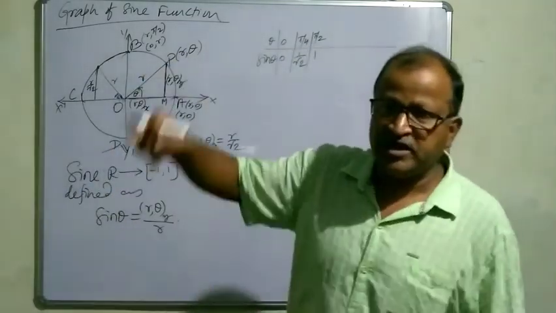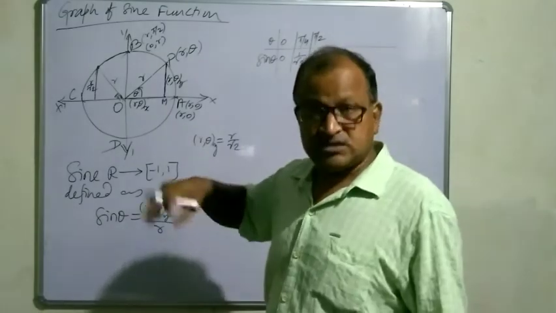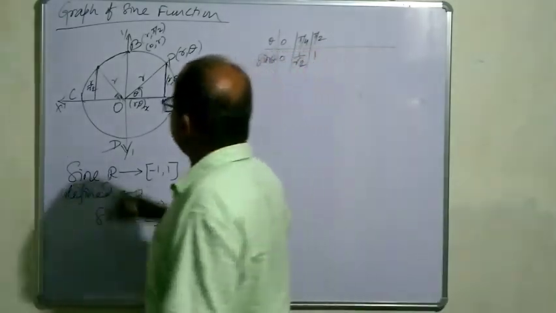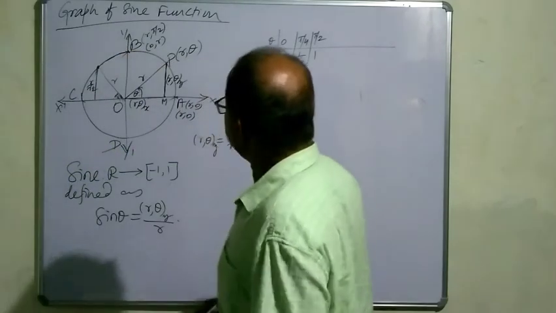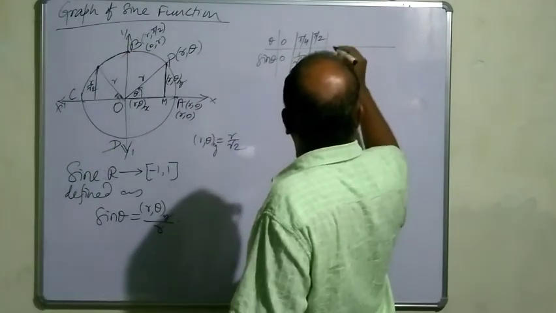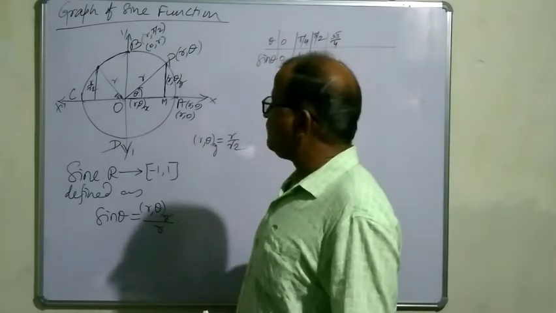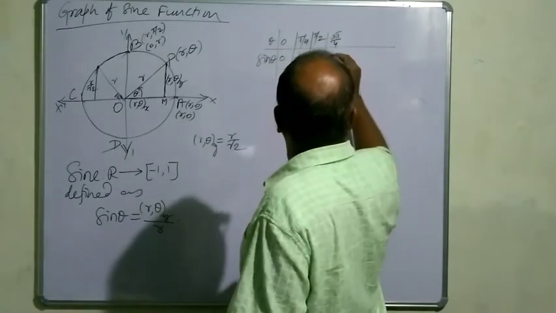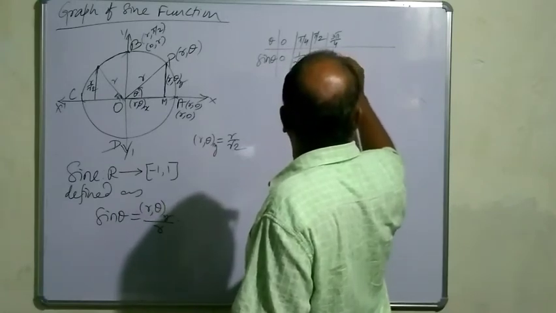Our point is moving along the circumference of the circle, right? So it will be r by root 2. So here when it is 3 pi by 4, right? 3 pi by 4, your value is what? This is also 1 by root 2.